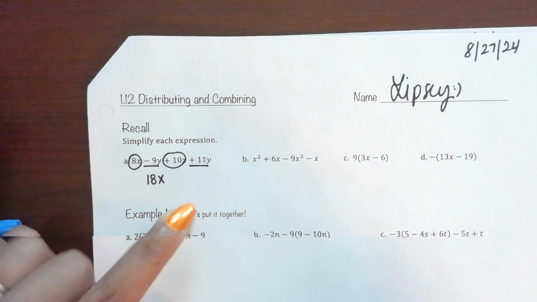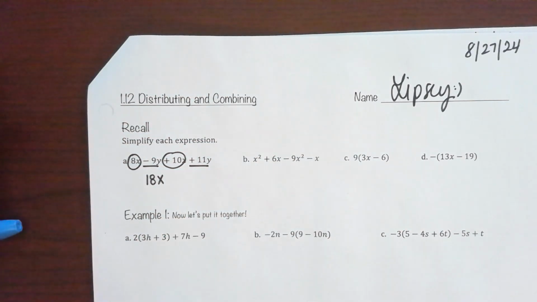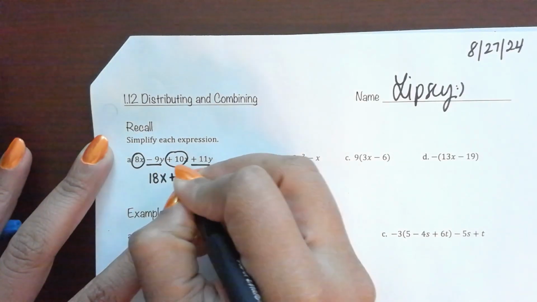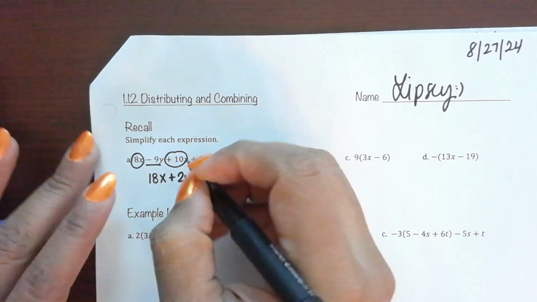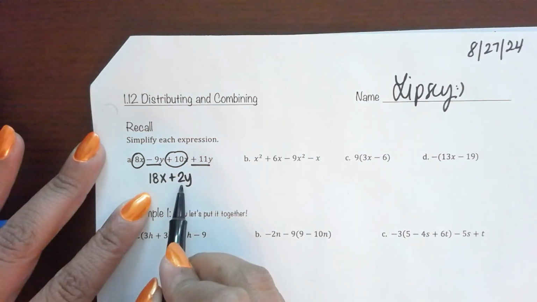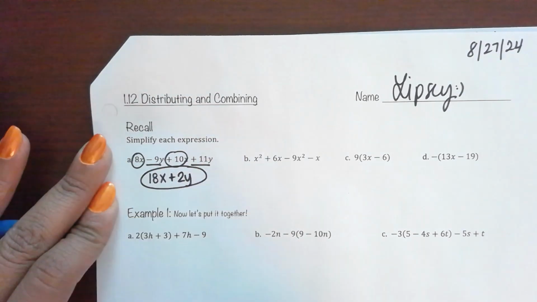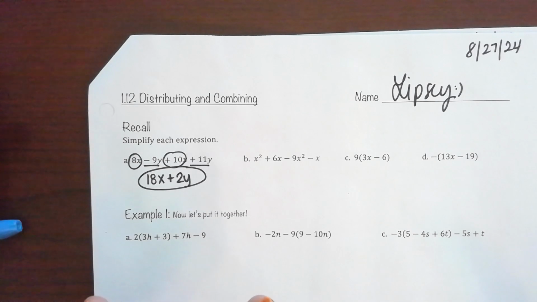So, negative 9 plus 11. Because they both have a y, which makes them like terms, a y with an exponent of 1 to be more specific. So it'd be 18x plus 2y. You're correct. Is this in descending order? Yes, because x comes before y in the alphabet. Any questions there? No.